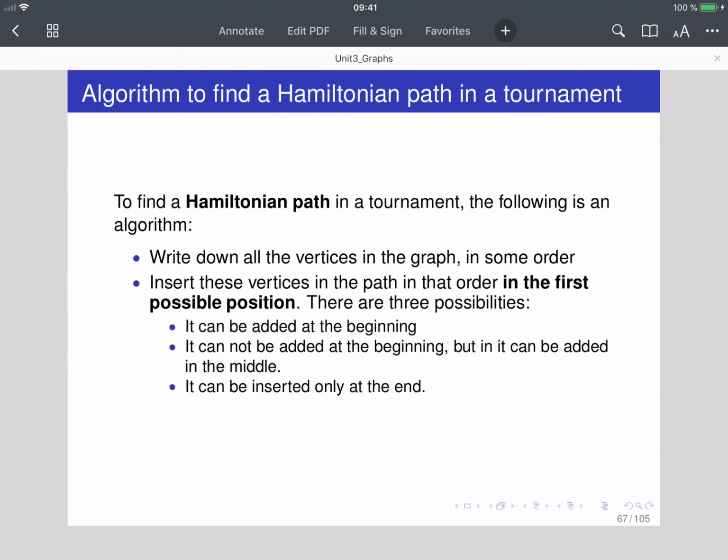What we do is first check that the graph is a tournament. If it is not a tournament, then we cannot apply the algorithm, or we can apply it, but it is not guaranteed that we will find a Hamiltonian path even if it exists in the graph. So it's an algorithm that works for tournaments, and in other cases it may not work. Once we know that the graph is a tournament, then we write down all the vertices in the graph in some order, in the order that you want.